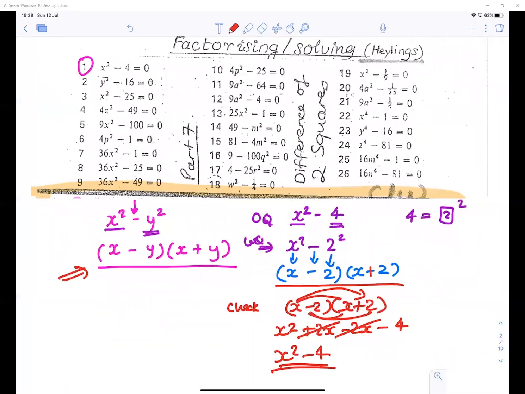Well, let's have a look at another question now. Okay, thank you for that, Eliza. Let's do one more question with you before we move on to another student. Let's have a look at question number 4.